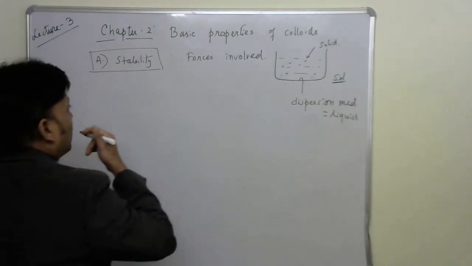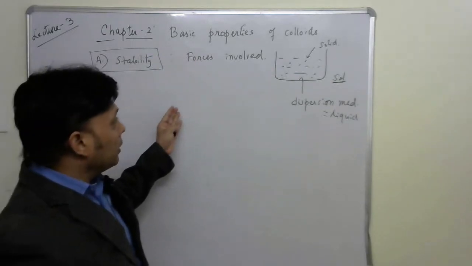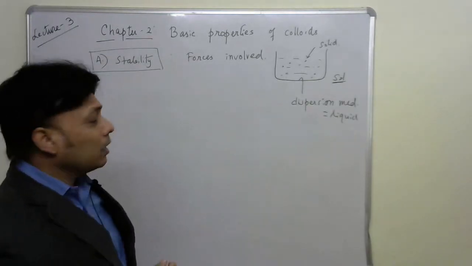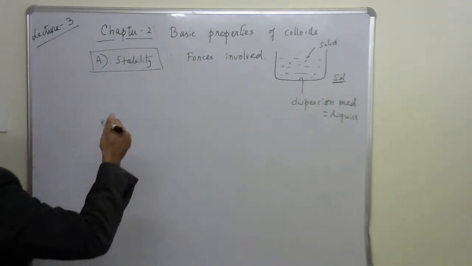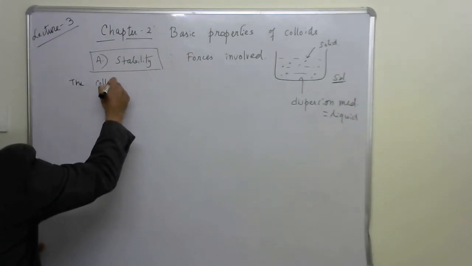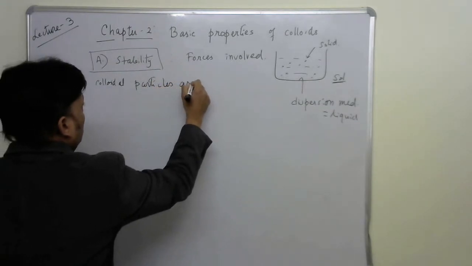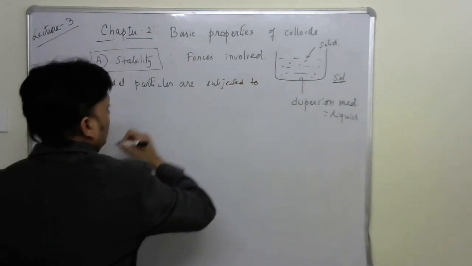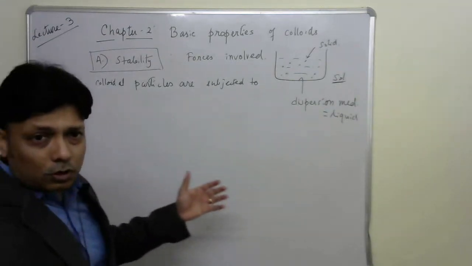Now the question is, what are the different types of forces externally working on those solid particles? Let's try to make a list of the different types of forces. We can write that the colloidal particles are subjected to the following things. This could be some force or could be some motion.